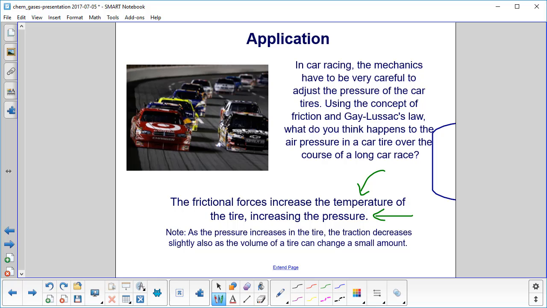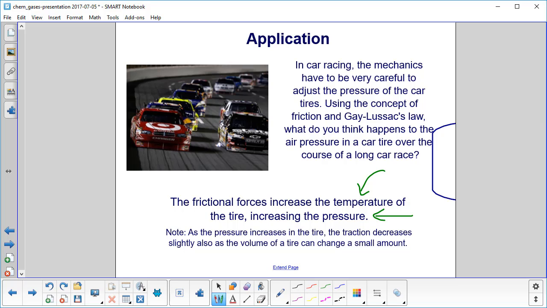Now, you can't do that too often because if the pressure gets too high, evidently you can probably burst the tires. And in addition, as the pressure increases in the tire, the traction decreases slightly because the volume of the car tires does change a small amount. And you don't want to decrease your traction because then you don't keep going straight and you might lose control of your vehicle.